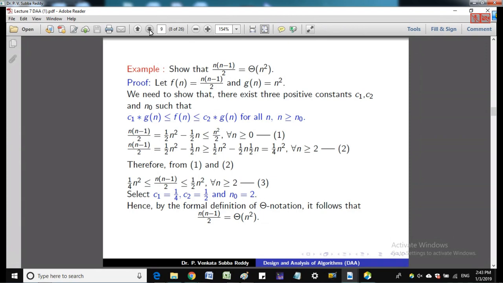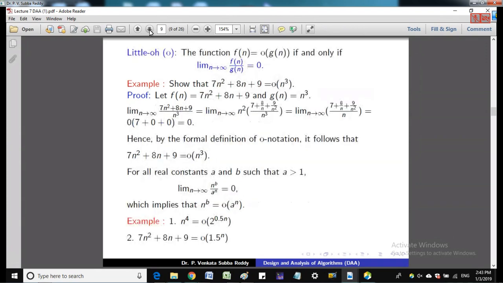What is that other notation? Little o notation. When we say that f of n is little o of g of n, for example, n square is little o of n cube, is it true or false? Little o is strictly lower, no. That means this order of growth is smaller than this. Is it correct? Yes, it is true. That means order of growth is strictly smaller.